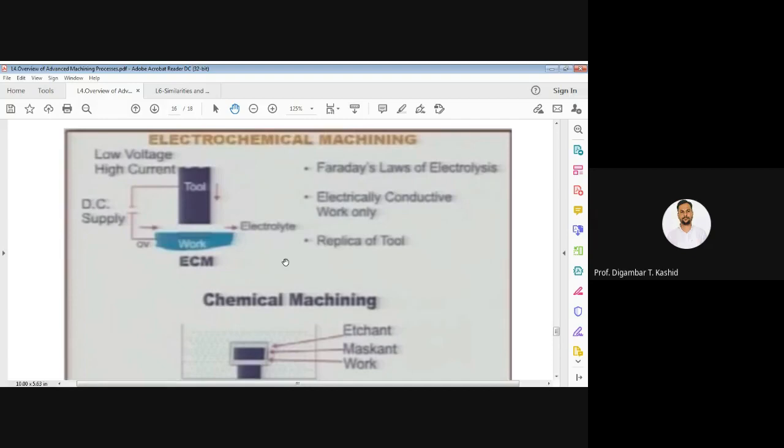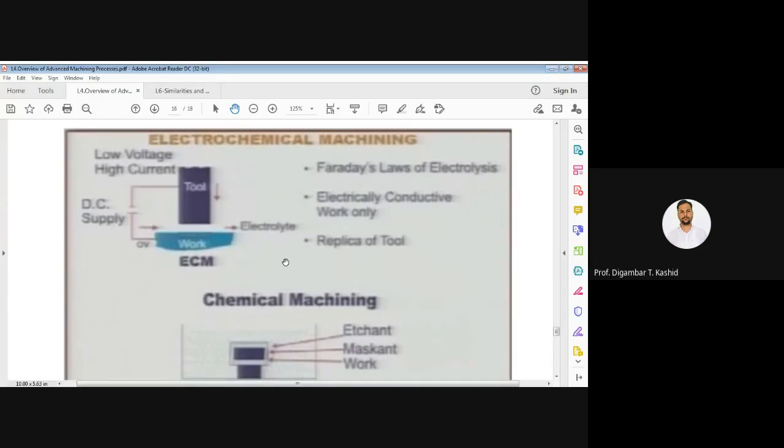Na and Cl, we know, are the ions involved. The same principle is there as in electroplating, but in the reverse way. We just have to remove the metal from the workpiece, with no need to deposit on the tool. So it is called the reverse of electroplating.